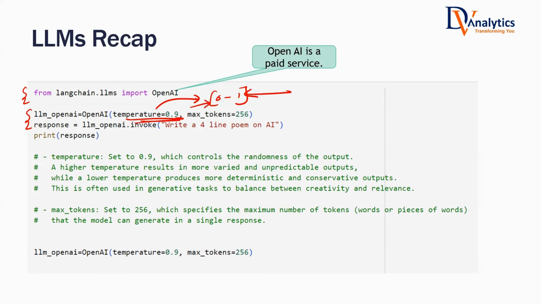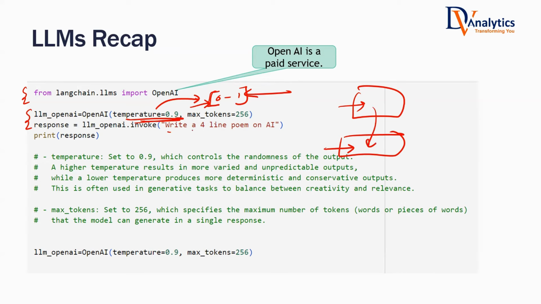If the temperature is near 0, it will try to give the factual information as it is most of the times. That means it will not be creative. So depending on your task, you may have to choose the temperature. For example, if you have been given a data set and you are asking what is the average of a particular column, in that case you have to give a lower temperature. You want factual information. You don't want things to be made up.